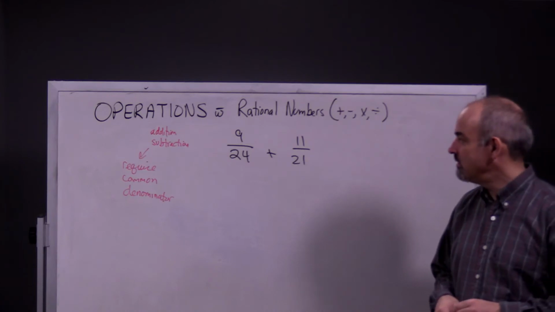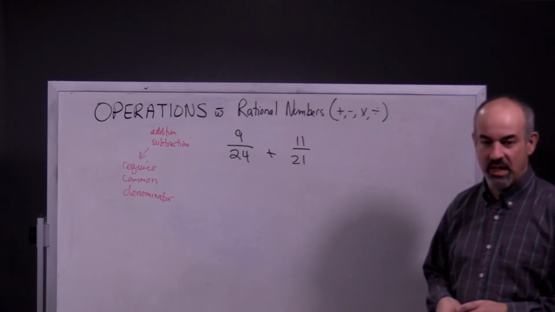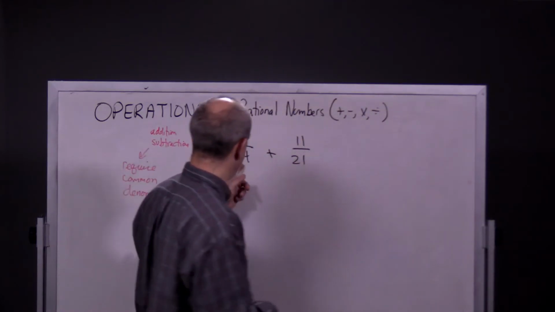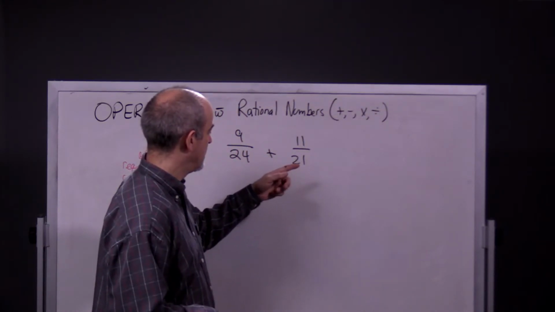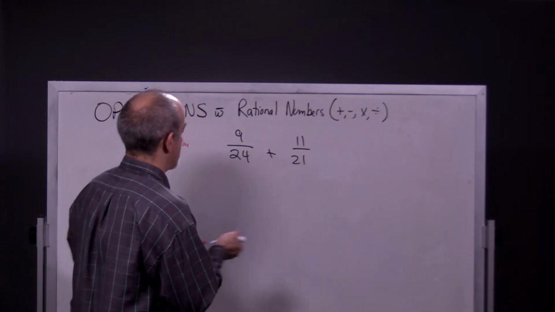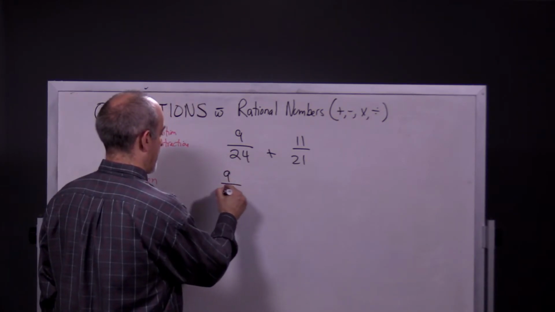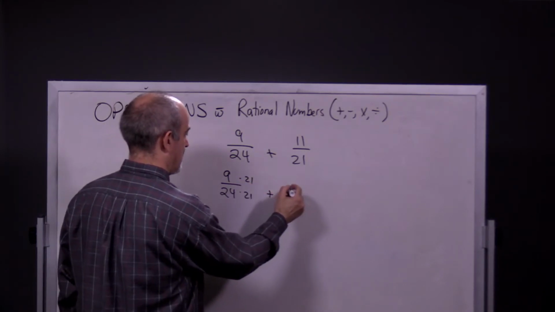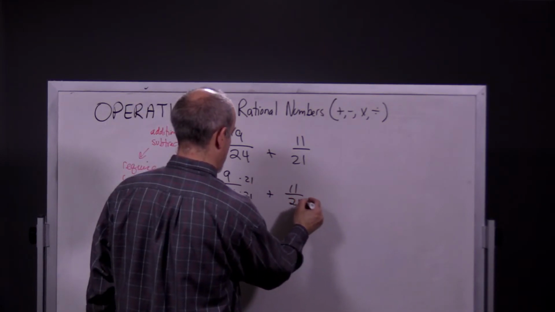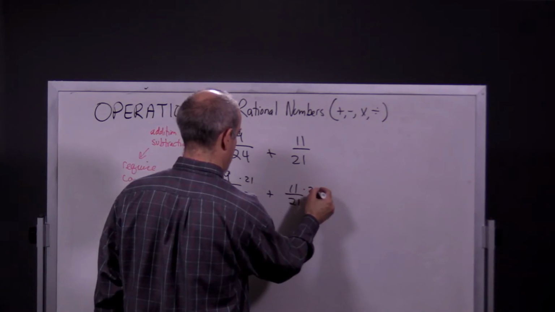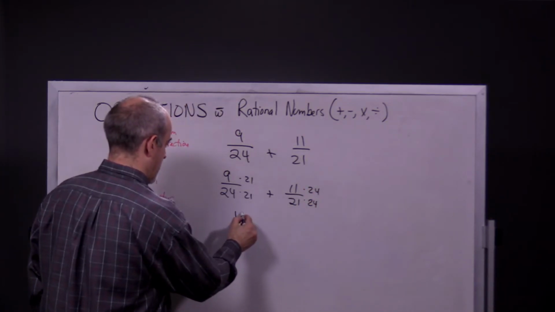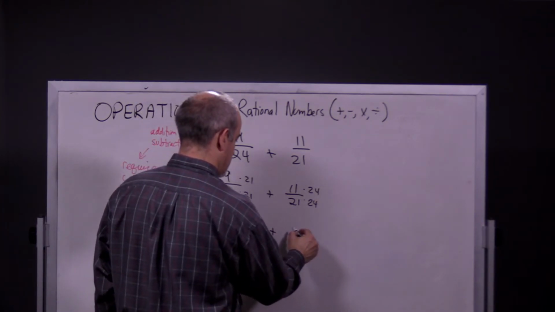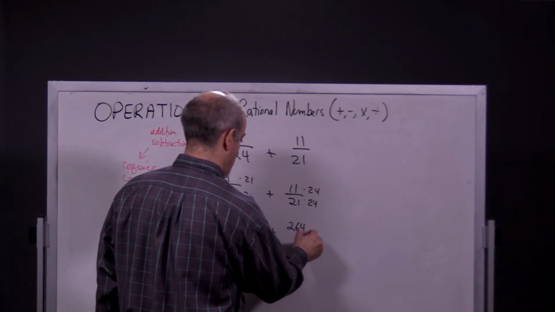No, you can. You can just make the denominators the same. One of the easiest ways to do that is you just multiply this one by that one and this one by that one. So I'm going to multiply this like this, and this one over here like this. So 189 over something, I don't know what that is yet. 264, can you see this?